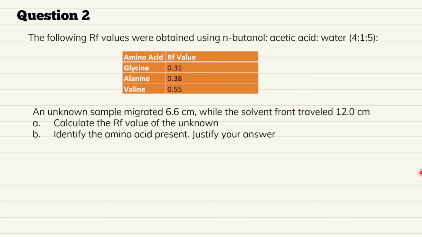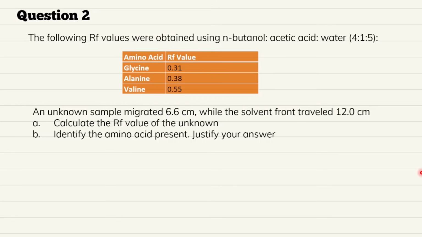The following RF values were obtained using n-butanol, acetic acid, and water in a ratio of 4 to 1 to 5. So we have amino acids that were run on the chromatography paper, and we have the following RF values. An unknown sample migrated 6.6 centimeters while the solvent front traveled 12 centimeters. We have to calculate the RF value of the unknown and identify the amino acid present.